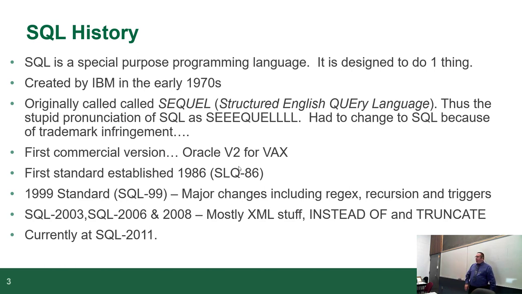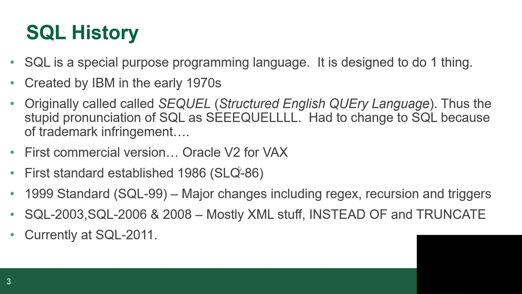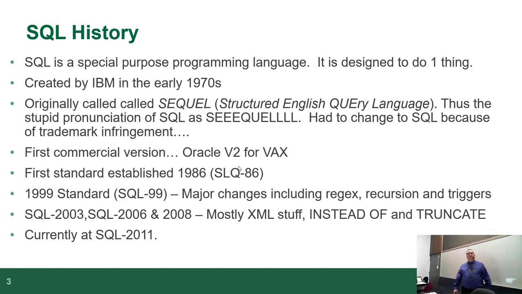Instead of is not really that important, but basically we had three separate standards come out for XML, which almost nobody uses anymore, because nobody uses XML. Everybody uses JSON instead. Currently, last time I checked, it is SQL 2011, and it's just a bunch of functionality that nobody uses for the most part.